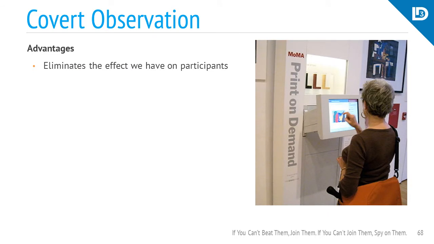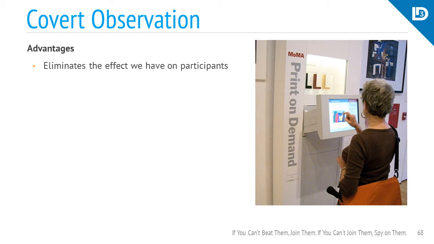So the advantages of covert observation is it completely eliminates that Hawthorne effect, the effect that we have on participants. They don't know they're being observed, so it doesn't affect their behavior. So for example, the example of people studying how people use a museum exhibit. If you do covert research, you can just watch and see how long people interact with it and what they do, and do they get bored? Do they stay there for a long time and get really engaged?